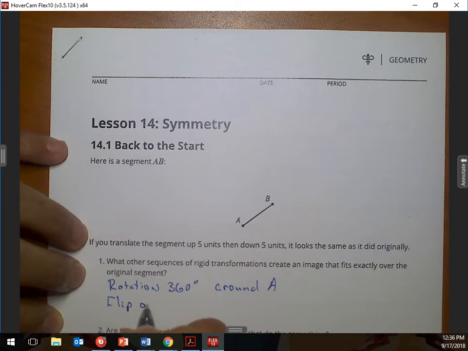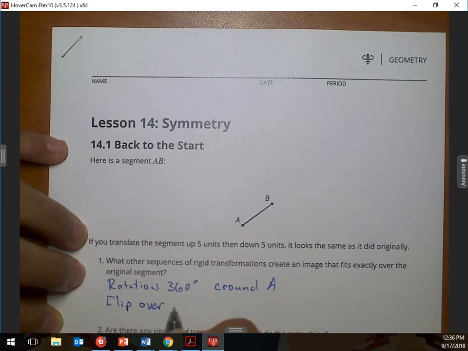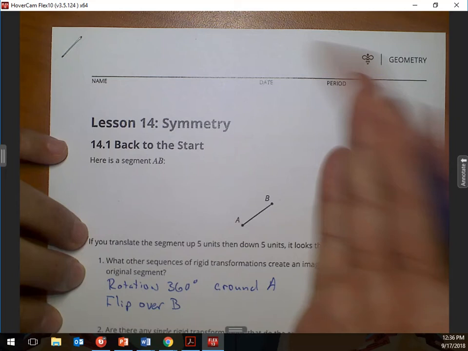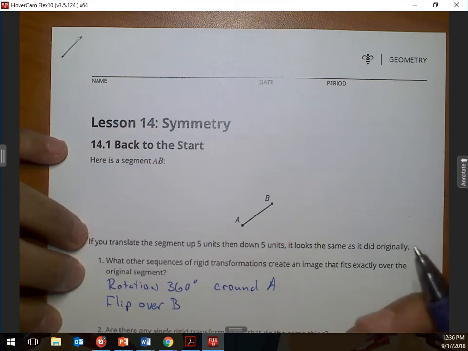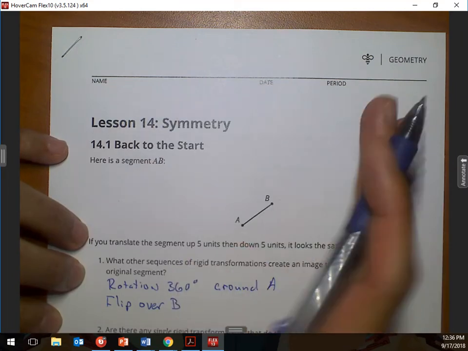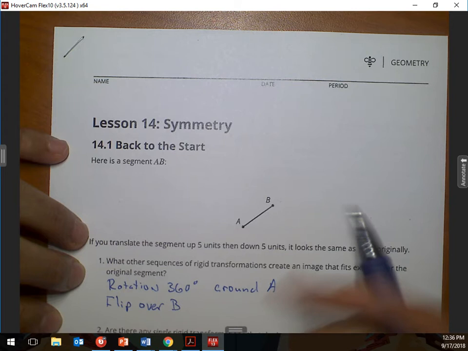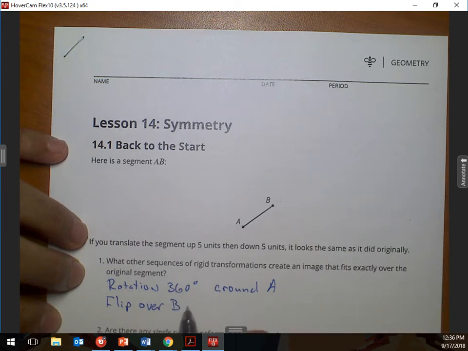Flip it over B, right? And how do we flip it? Is that horizontal or vertical? There'd be a vertical line right here at B.